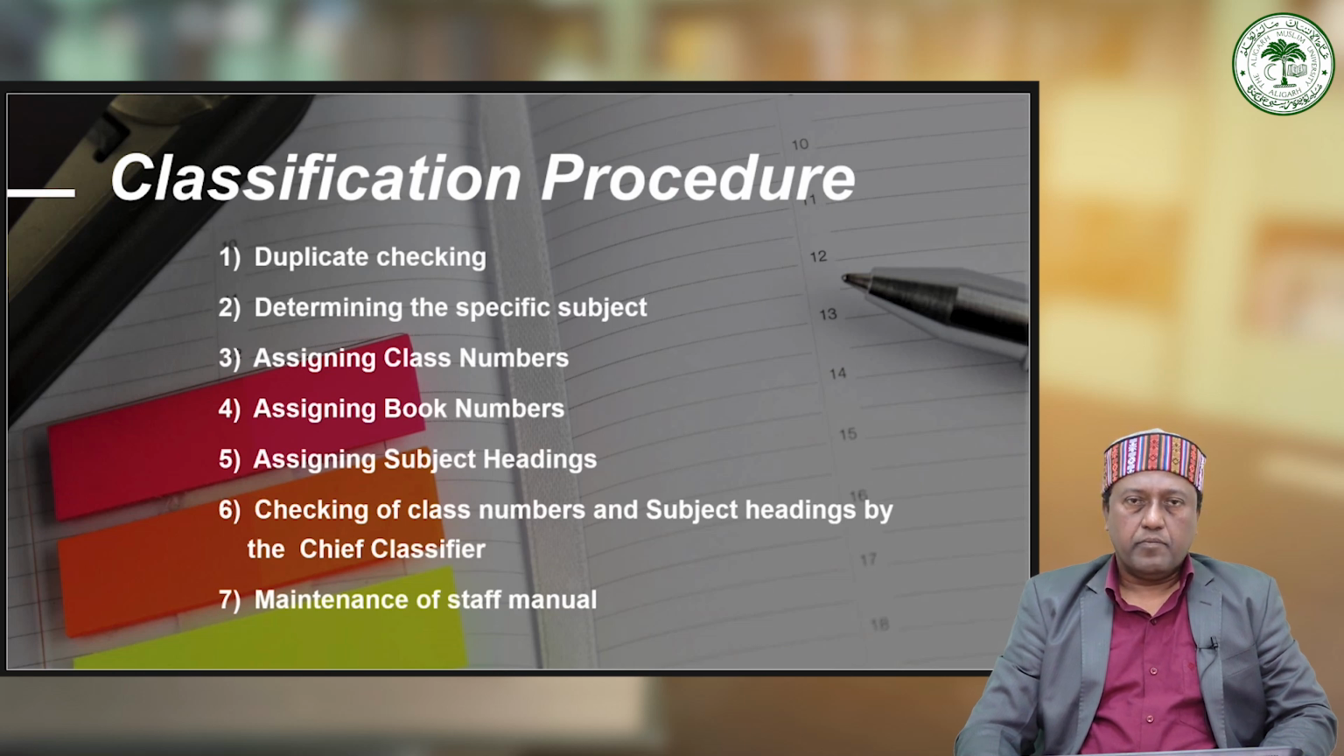Number 2, if after scrutiny, after duplicate checking, it is found that the document is completely new, then we should proceed with step 2. Step 2 is determining the specific subject. Determining the specific subject becomes important when you find that the document is totally new. Then we have to undergo this process. When the information is not readily available in the catalog, the classifiers go through various parts of the book to identify the specific subject.